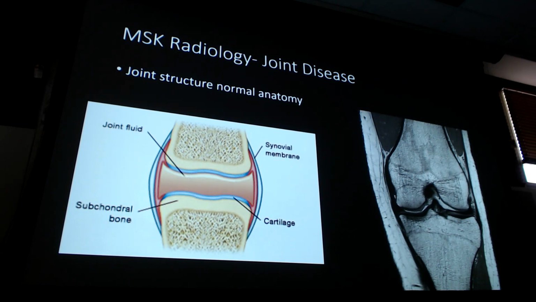What type of imaging is this? That's an MRI. What slice? What's it called? The back thing. Coronal. There we go. This is a coronal slice of an MRI.